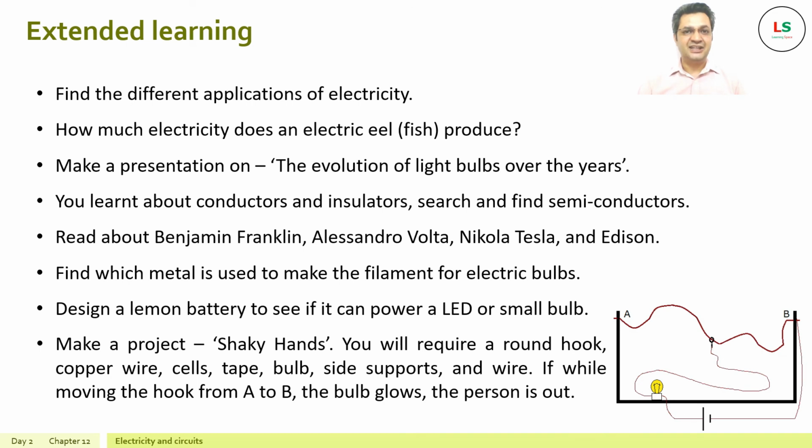Make a project Shaky Hands. You will require a round hook, copper wire, cells, tape, bulb, side support, and wire. If while moving the hook from point A to B, the bulb glows, the person is out.